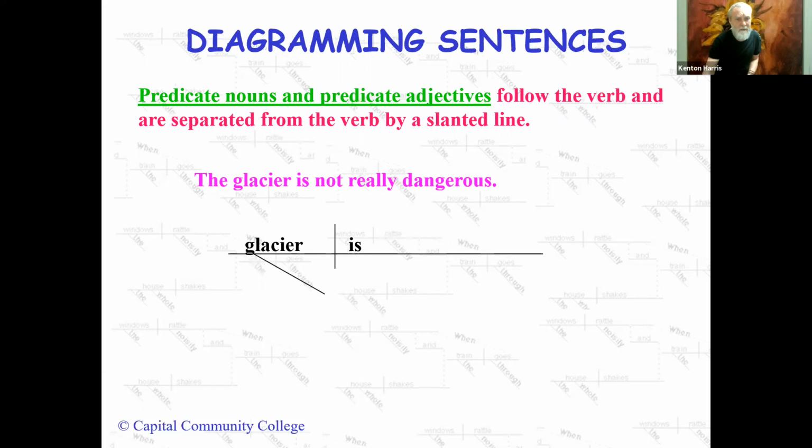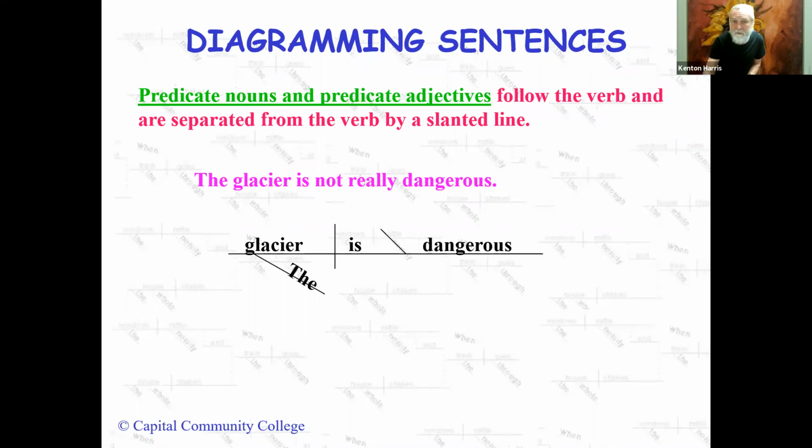What goes on this line? Hopefully you see. It's the article. Now, dangerous is not a direct object, right? Dangerous is a predicate adjective, right? It's modifying glacier, right? So I'm predicating dangerous of glacier. So that has to go on the horizontal line, but it's separated by the slanted line.